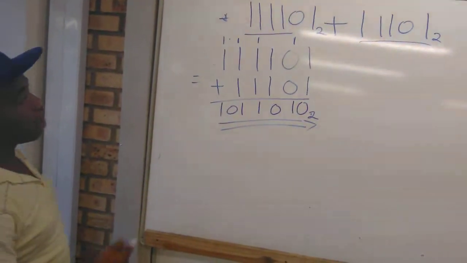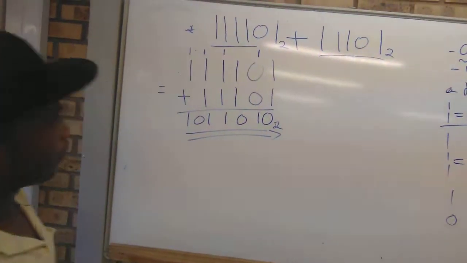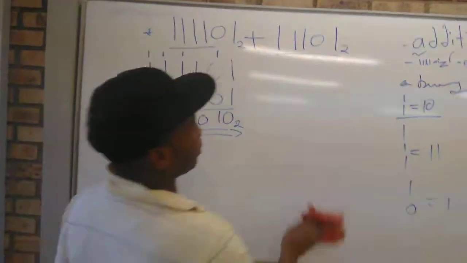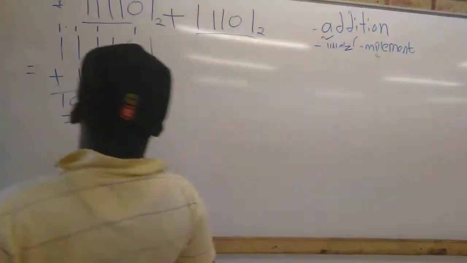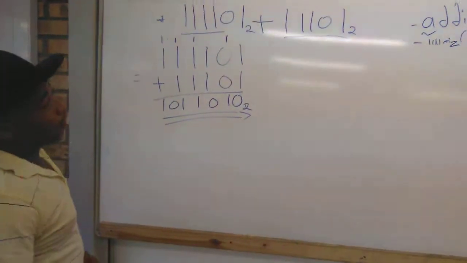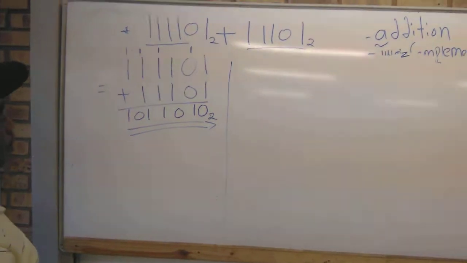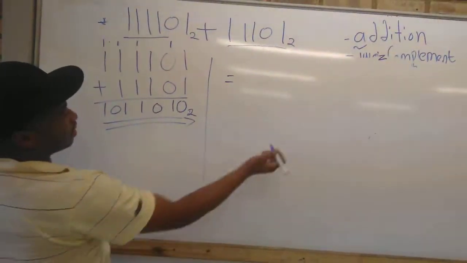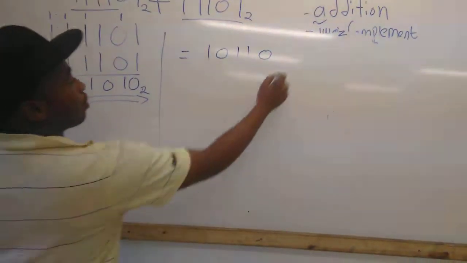If you did not actually see how I did that, you can pause the video and try it by yourself. So right now I'll be doing the second step, which is two's complement. I'll be taking this answer and converting it to two's complement. So first, I'm going to simply write the answer the way it is: 1, 0, 1, 0, 1, 0.